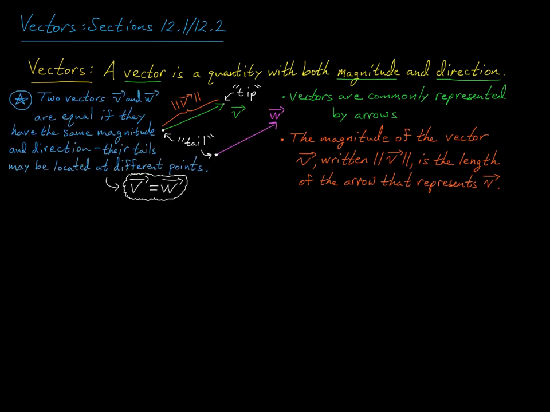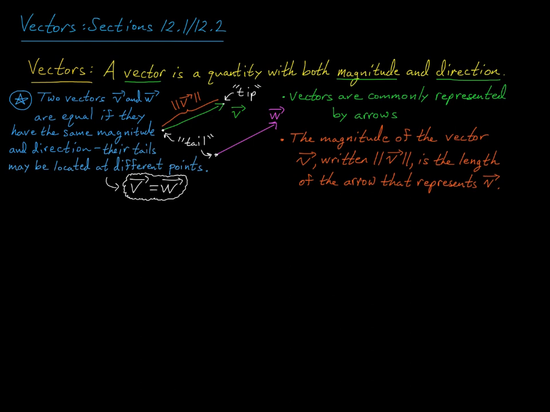Now, an important convention when working with vectors is as follows. We say that two vectors v and w are equal if they have the same magnitude and direction. Their tails, and so in turn their tips, may be located at different points. So this is essentially saying that it's the magnitude and the direction that really define the vector, not the points where our tail and our tip are located.